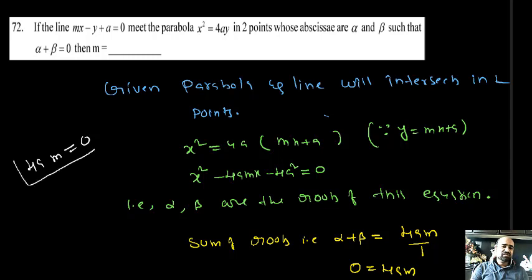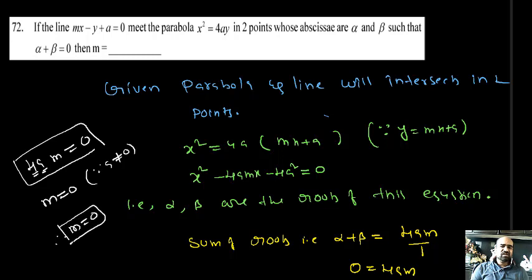When this happens, either 4 equal to 0 or a equal to 0 or m equal to 0. But 4 is never 0 and a is never 0. If a equal to 0, it won't become a parabola. So that's why a is not equal to 0, 4 is not 0, which means m must be 0. Since a is not equal to 0, therefore the required m value equal to 0. This is the answer for the problem.